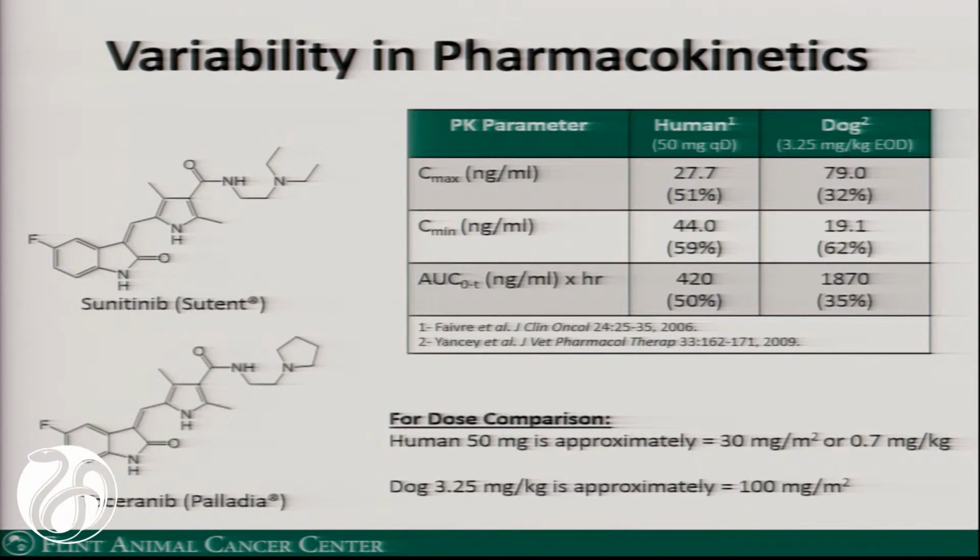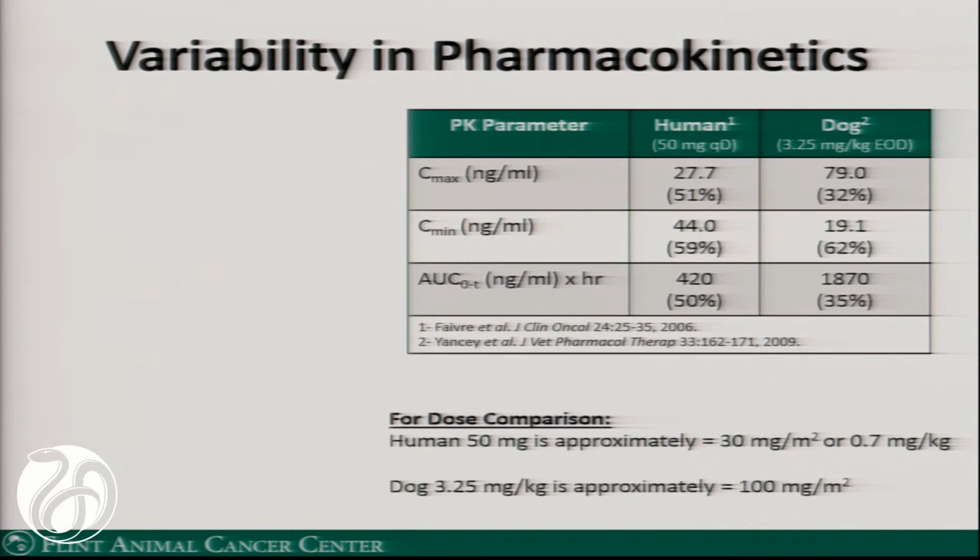Here's another interesting example of variability in pharmacokinetics. This is 2 drugs, sunitinib or Sutent, and tacrolimus. This is a human drug. This is a canine drug. Their similarities are very clear when you lay them over. The only difference is this bond right here. In fact, Palladia was part of the Sutent project that went forward for animal applications after Sutent.